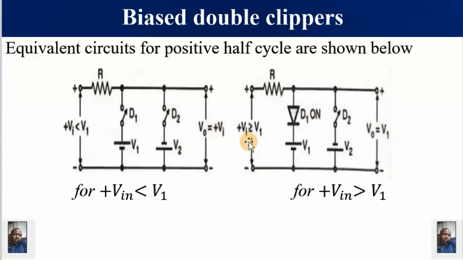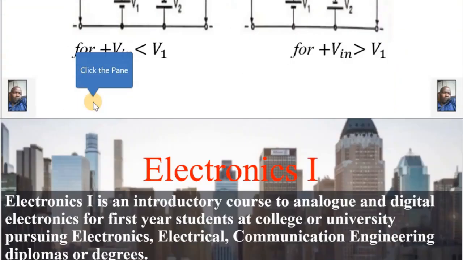But when V in is greater than or equal to V1, this diode is going to turn on. Hence, if you measure the voltage between this point and this point, it will be equal to V1. So your output will be V1. Let's go to the next slide and analyze the other condition that is going to affect D2.